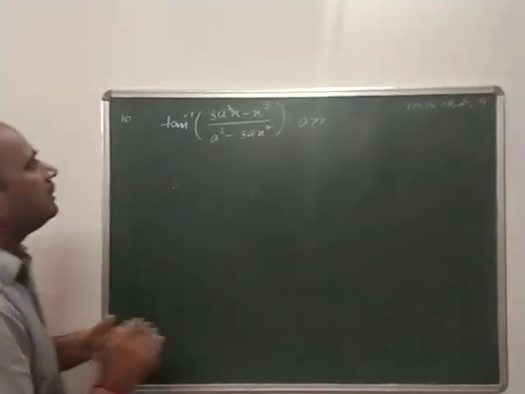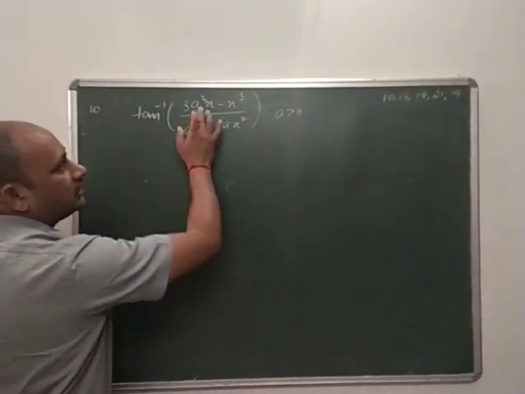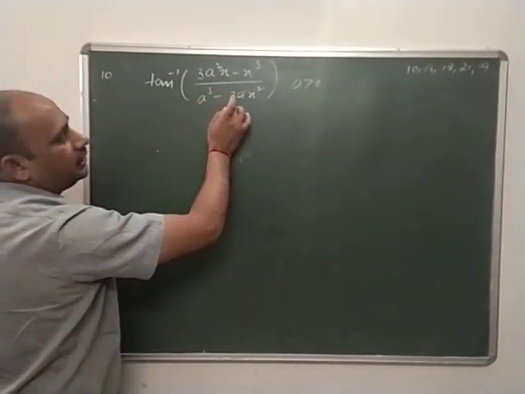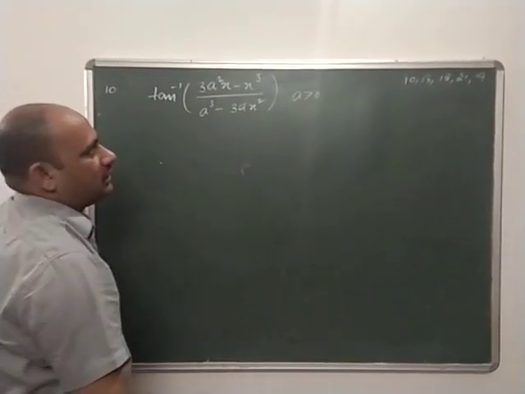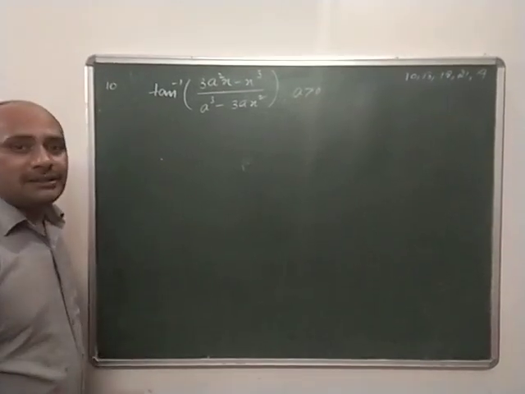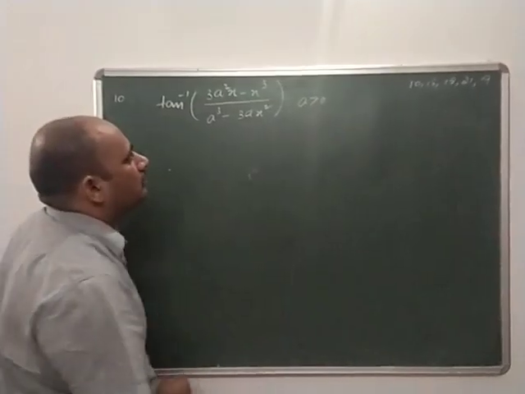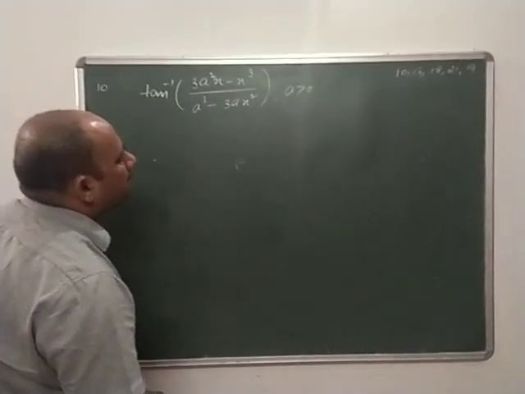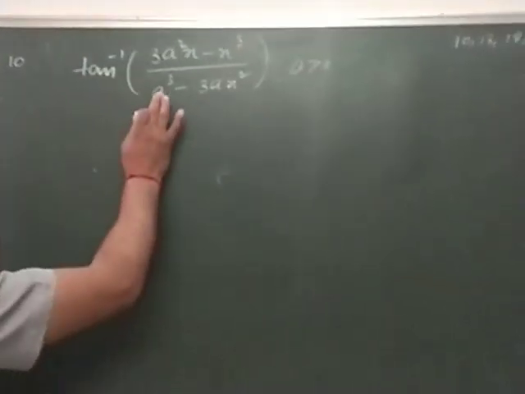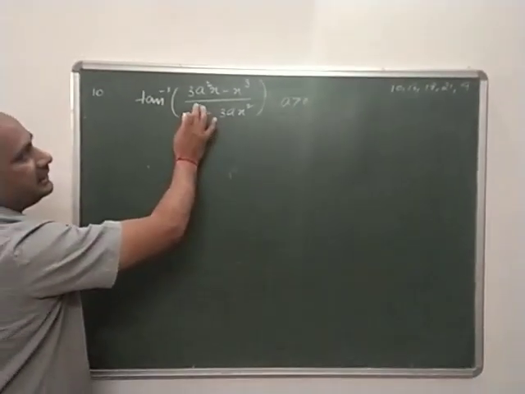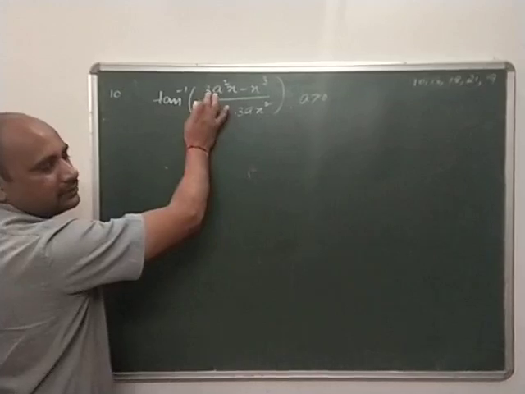Our first question is tan inverse of (3a square x minus x cube) upon (a cube minus 3ax square). Write it in simplest form. Do you know the simplest form? We will make it the formula of tan 3 theta.